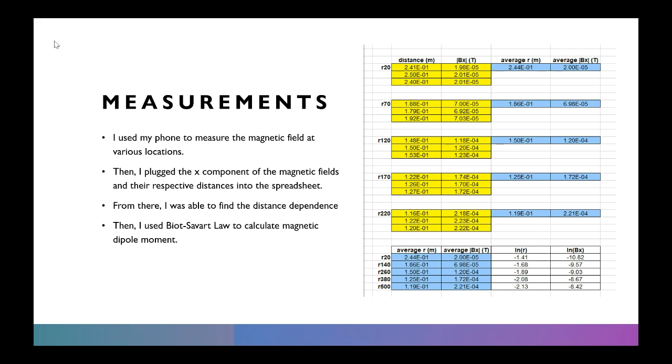So when initially finding the measurements for this lab, I used my phone to measure the magnetic field at various locations. Then I took the x component found of the magnetic fields and plugged that and their respective distances into the spreadsheet. From there, I was able to find distance dependence, and then I used the Biot-Savart law to calculate magnetic dipole moment.